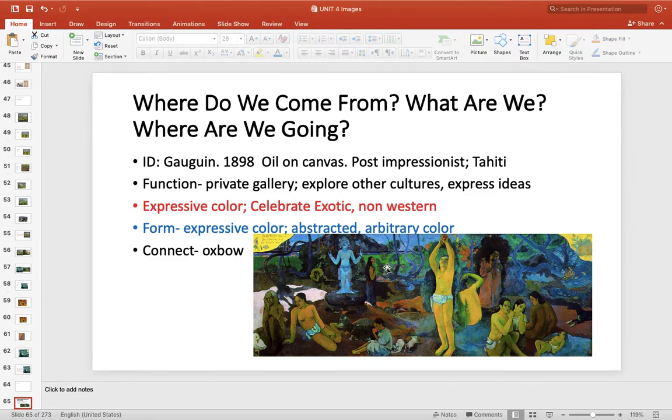Gauguin, also a color guy. He's famous for celebrating the exotic, in this case Tahiti and the non-Western, expressive color, arbitrary color, abstracted form.